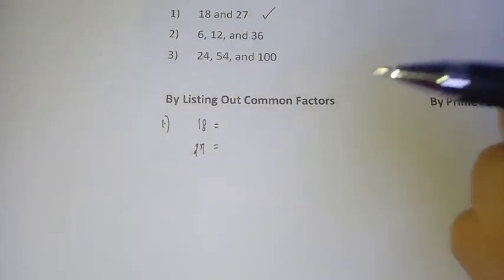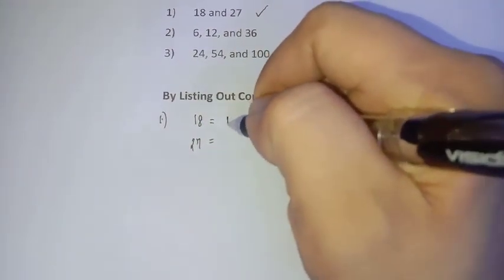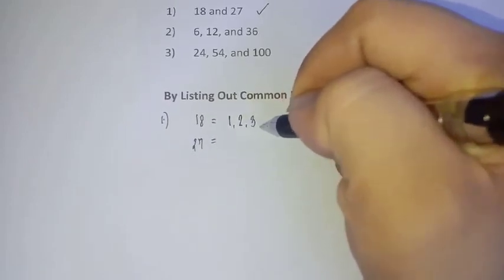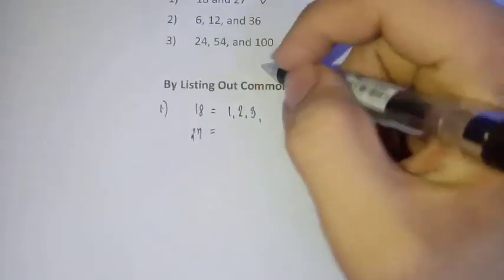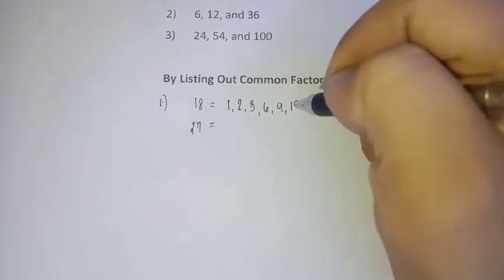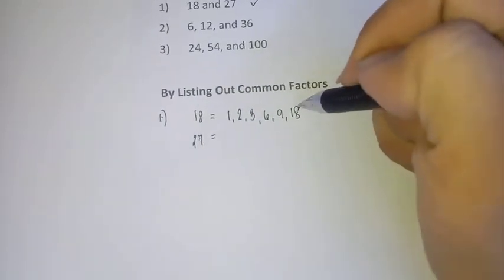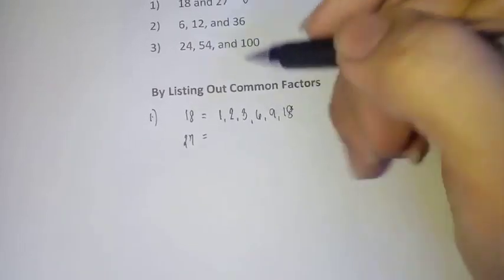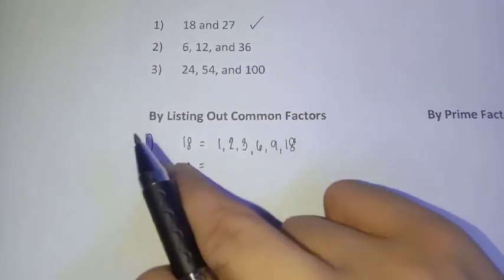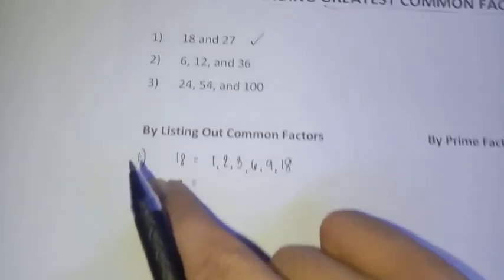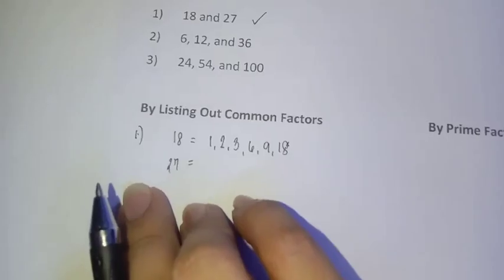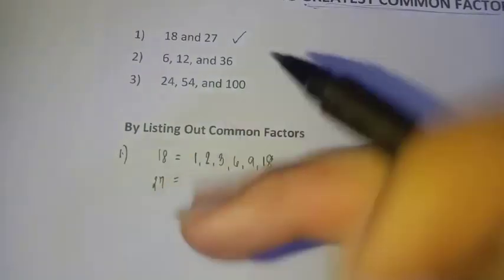So let's begin with number 18. So we have 1. We have also 2. We have 3. Wala tayong 4. We have 6. We have 9, and we have 18. Again, para sa factors na to, these numbers can be divided to 18 without getting any remainder. So yun yung mga factors natin.